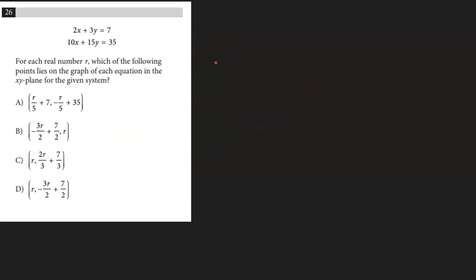All right, number 26. So for each real number r, which of the following points lie on the graph of each equation in the xy plane for the given system? Sweet. So looking at this, it's a little confusing. So what is r for each real number? So looking at these, I'm just scrolling. I see R here, R here. Because when I don't usually know what to do based off of the question, I just go to the answer choices and then I'll see if they give me a hint.